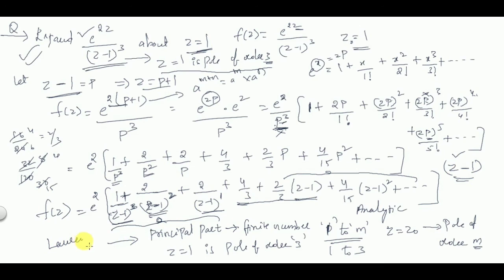From Laurent series also we can prove the same, that z is equal to 1 is a pole of order 3, because we are getting a finite number of terms for the principal part, and that finite number of terms is 3. Therefore z is equal to 1 is a pole of order 3. Okay, so this is the conceptual study.